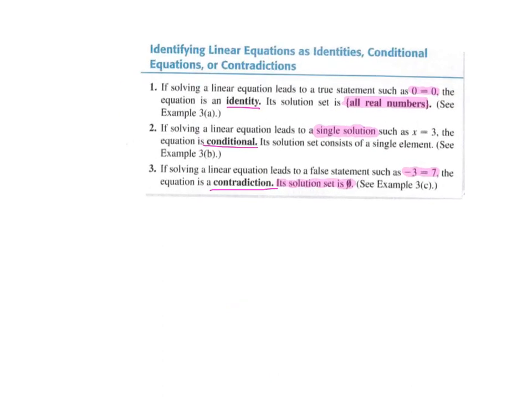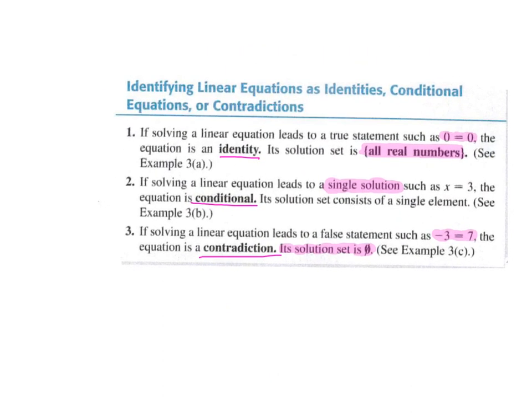So, first of all, we've already talked about number 2. This is a screenshot from your textbook. We've already talked about number 2. So whenever we solve a linear equation, and if we end up with a single solution, like x equals 3, then that's called a conditional.